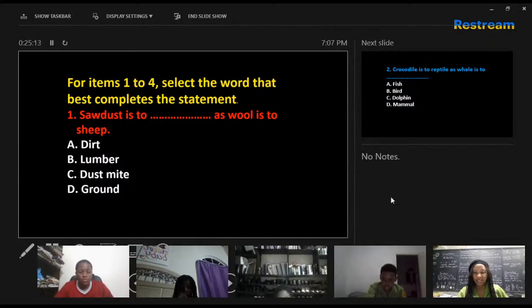All right. So Jaden said lumber, and that is correct. And over in the chat, I'm seeing Kareem says lumber. Zoe also says lumber. So far, those are the answers I'm seeing.